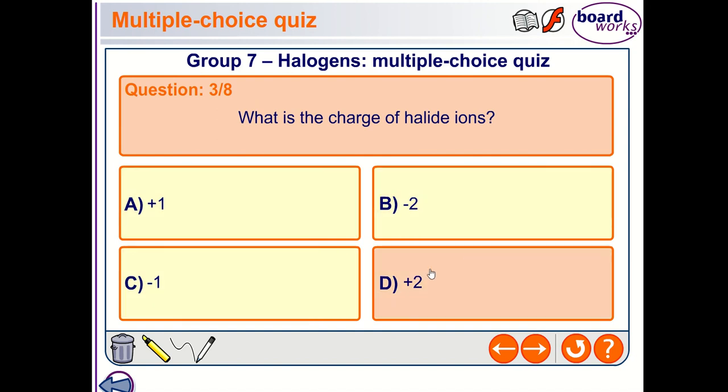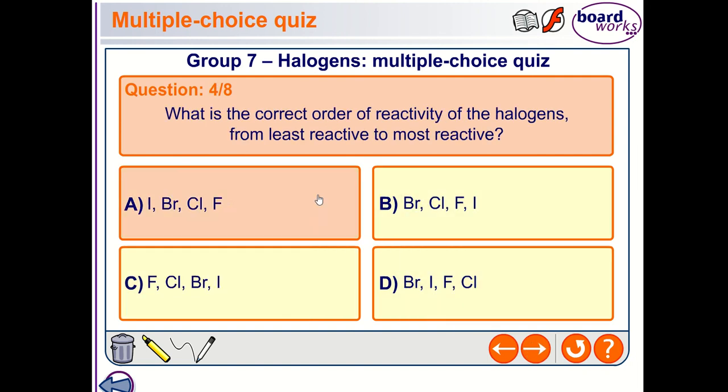Okay, so which one is it? A, B, C, or D? I'm going to pause the video. Oh, we always read the question: most reactive to least reactive.